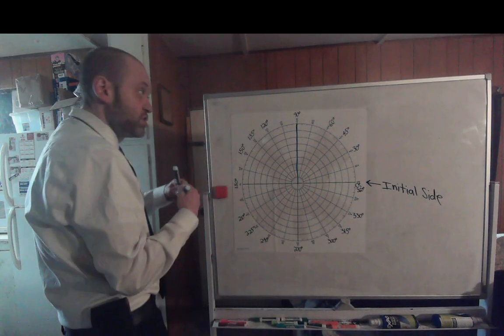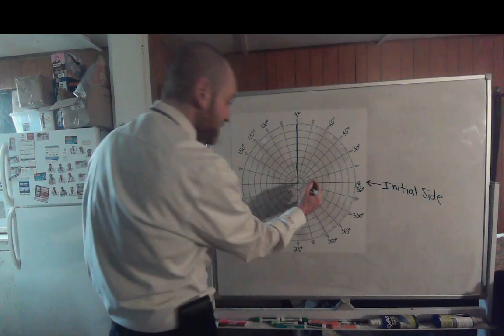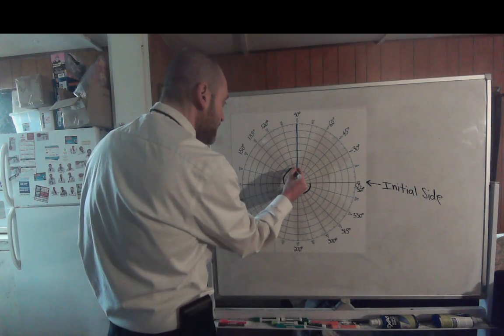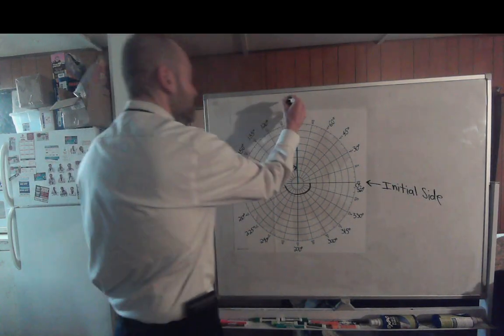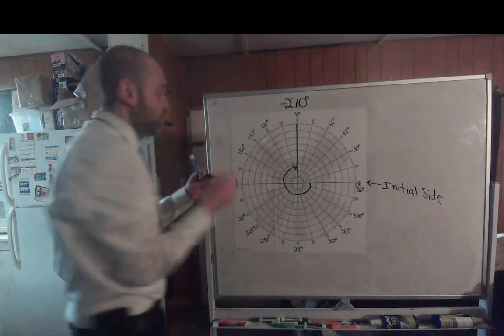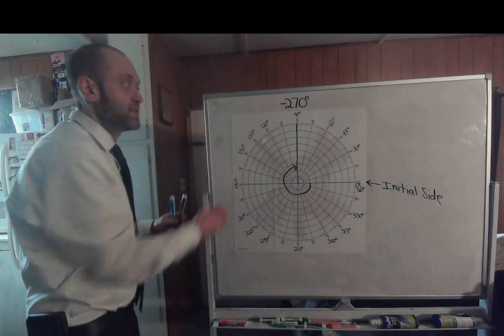So negative 270, that's going to be my initial side, starts on the x-axis, but I go clockwise all the way around to here at negative 270. This would be negative 270 degrees, which also lines up exactly with positive 90 degrees. It's in the same position.